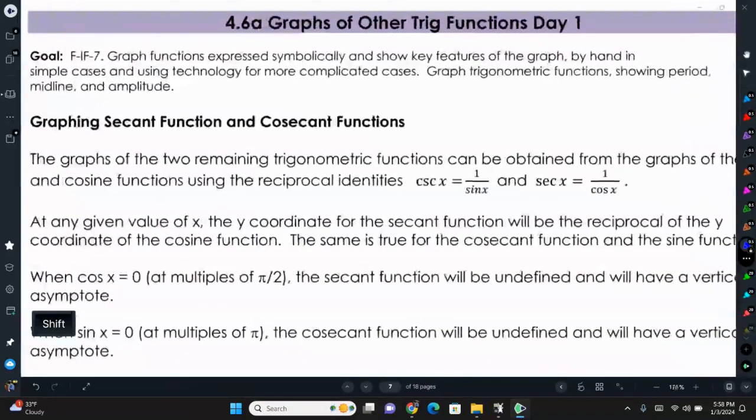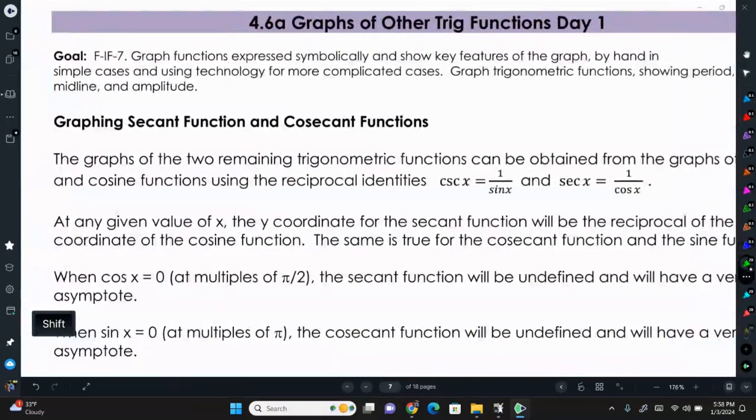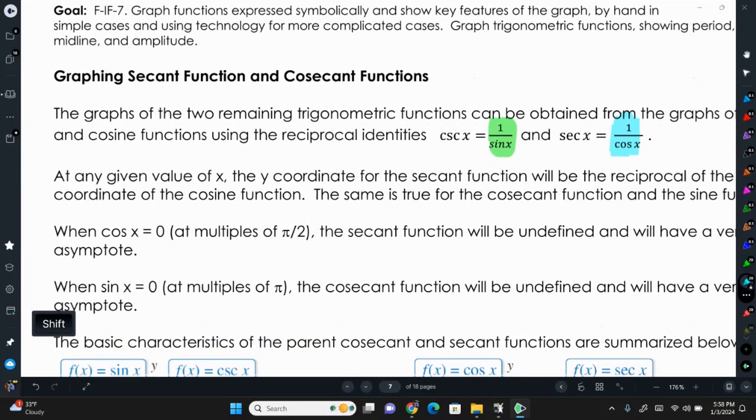So again, as a reminder, cosecant is 1 over sine. So anytime that sine is equal to 0, you're going to have a vertical asymptote. And when we have a secant function, which is 1 over cosine, anytime that the cosine is 0, we're going to have a vertical asymptote. And because our sine and cosine functions are periodic, that means there's going to be multiple asymptotes.